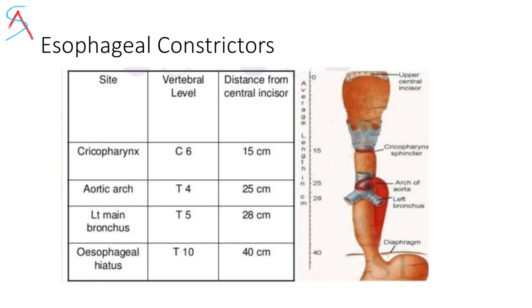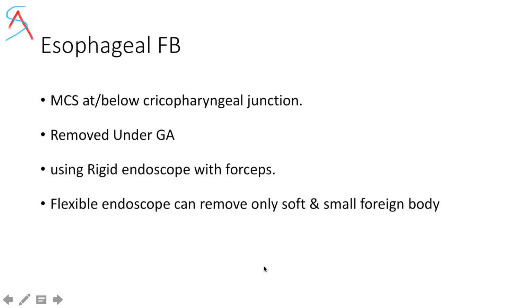The most common question which examiners will ask you is, what are the normal esophageal constrictions? The first constriction is at the cricopharyngeal, which is at the level of C6. From the central incisor, the distance is 15 cm. This is the most common site where most foreign bodies will get stuck. For an esophageal foreign body, we generally remove it under general anesthesia using a rigid endoscope and forceps of different sizes. Obviously, the forceps should be longer than the rigid endoscope, because we pass the forceps through the rigid endoscope and take out the foreign body.